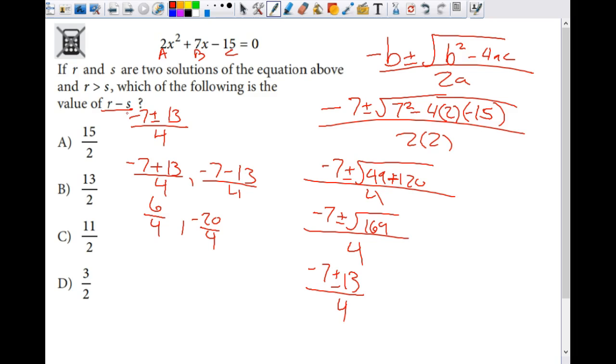This is the larger number. This is the smaller number. This is a negative number. A negative number is always smaller than this. So we know this is R, this is S. Plug into this equation: 6 divided by 4 minus negative 20 divided by 4. I'm sorry, since it's a negative 20, they add together. So we end up getting 26 over 4. Is that an answer? Now you simplify. Divide both of these by 2. You get 13 over 2.